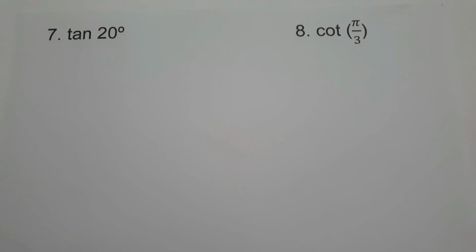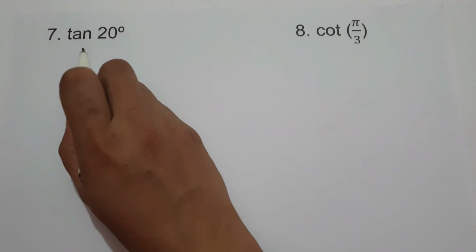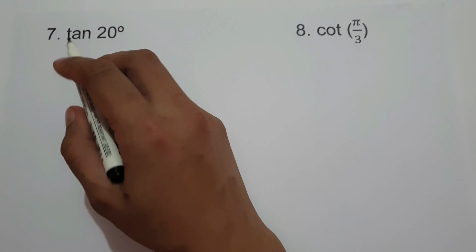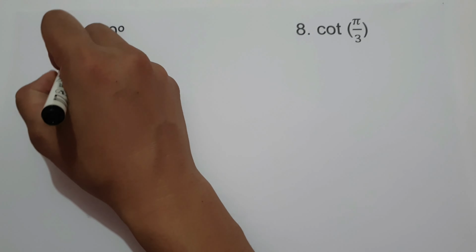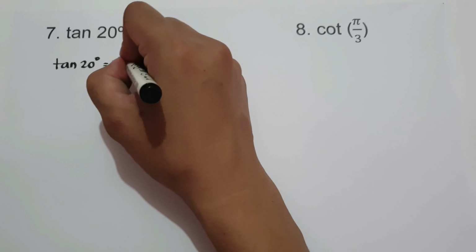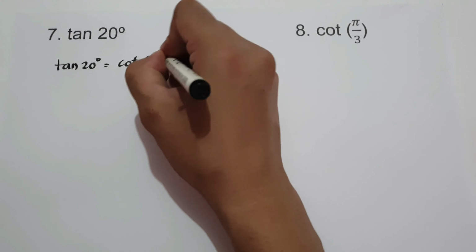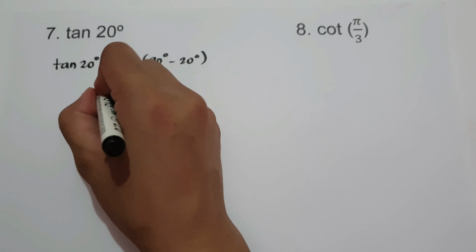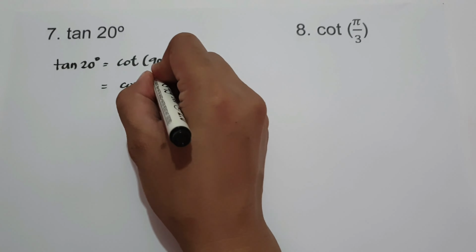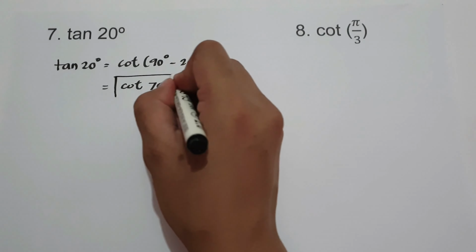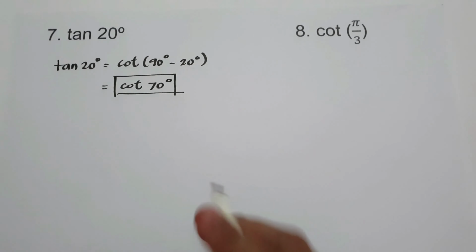On number 7, we have tangent 20 degrees. The cofunction of tangent is cotangent. So if we have tangent 20 degrees, that is cotangent of 90 degrees minus 20 degrees. And tangent 20 degrees is cotangent of 90 minus 20, that is 70 degrees. So this will be the cofunction of tangent 20 degrees.